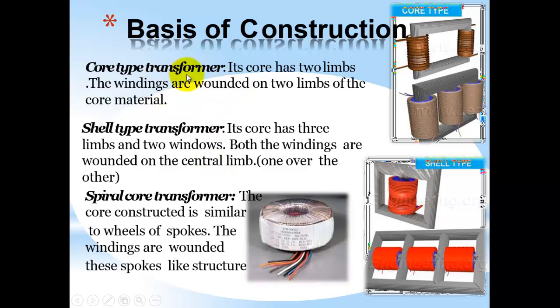First is the core type transformer. Here you can see the core and it has two limbs and the windings are wound on the two limbs of the core material. Then comes the shell type transformer. This core has three limbs. Both windings are wound on the central limb on one another. And then the spiral core transformer, and this is constructed similar to the wheels of spokes.